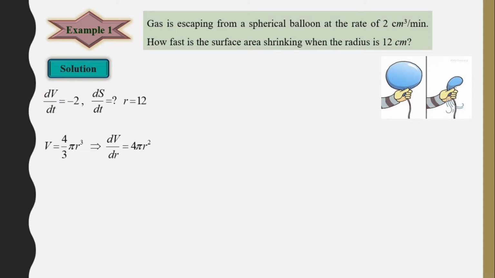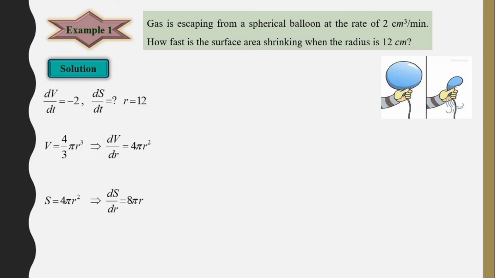Next, because we want to find dS/dt, we write the formula of the surface area of the spherical balloon. It is S equal to 4 pi r squared. Then, differentiate S with respect to r and obtain dS/dr equal to 8 pi r. Since we have dV/dt and we want to find dS/dt, we need to develop a relationship between them step by step.